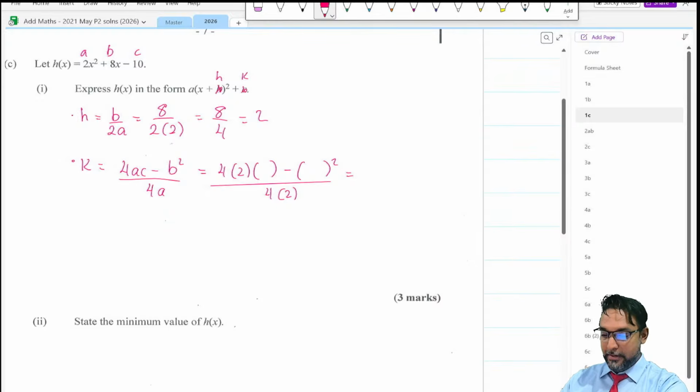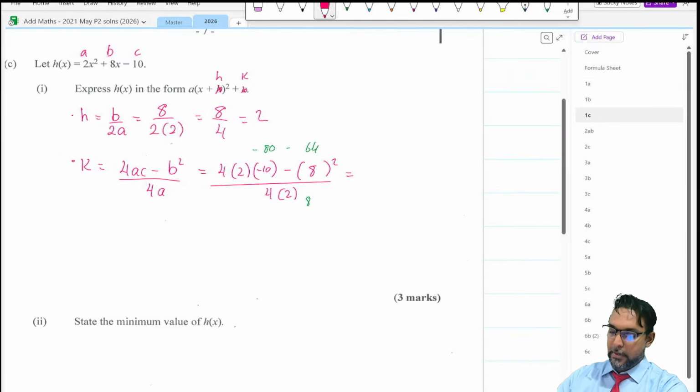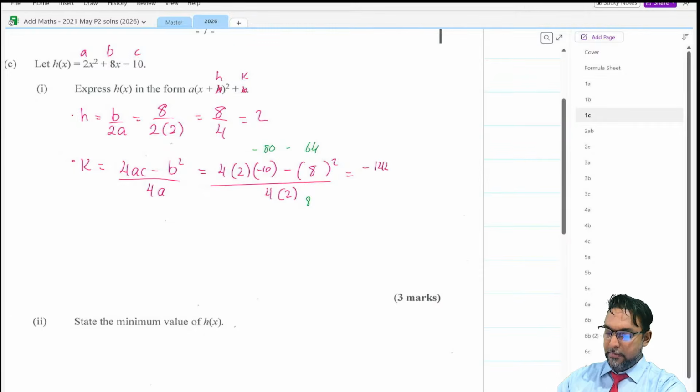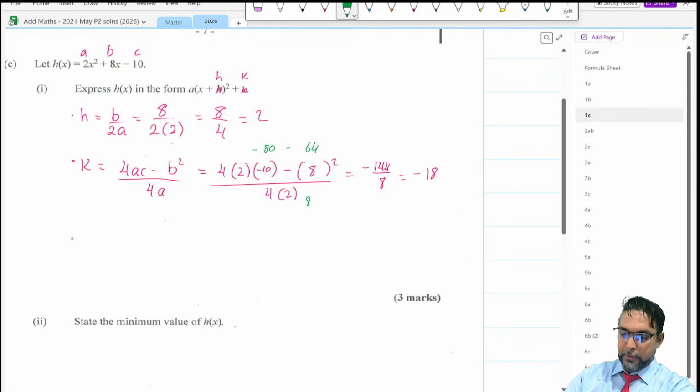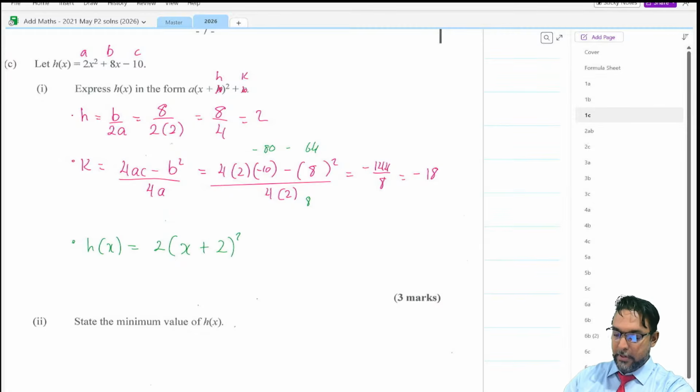Yeah, this is fatigue wreaking havoc. 4ac minus b squared, right? So that's minus 8a minus 64 all over 8. So that's minus 144 over 8, so that's minus 18. Okay, cool. Right, so therefore h of x would be 2, open brackets, x plus 2, all squared, minus 18.